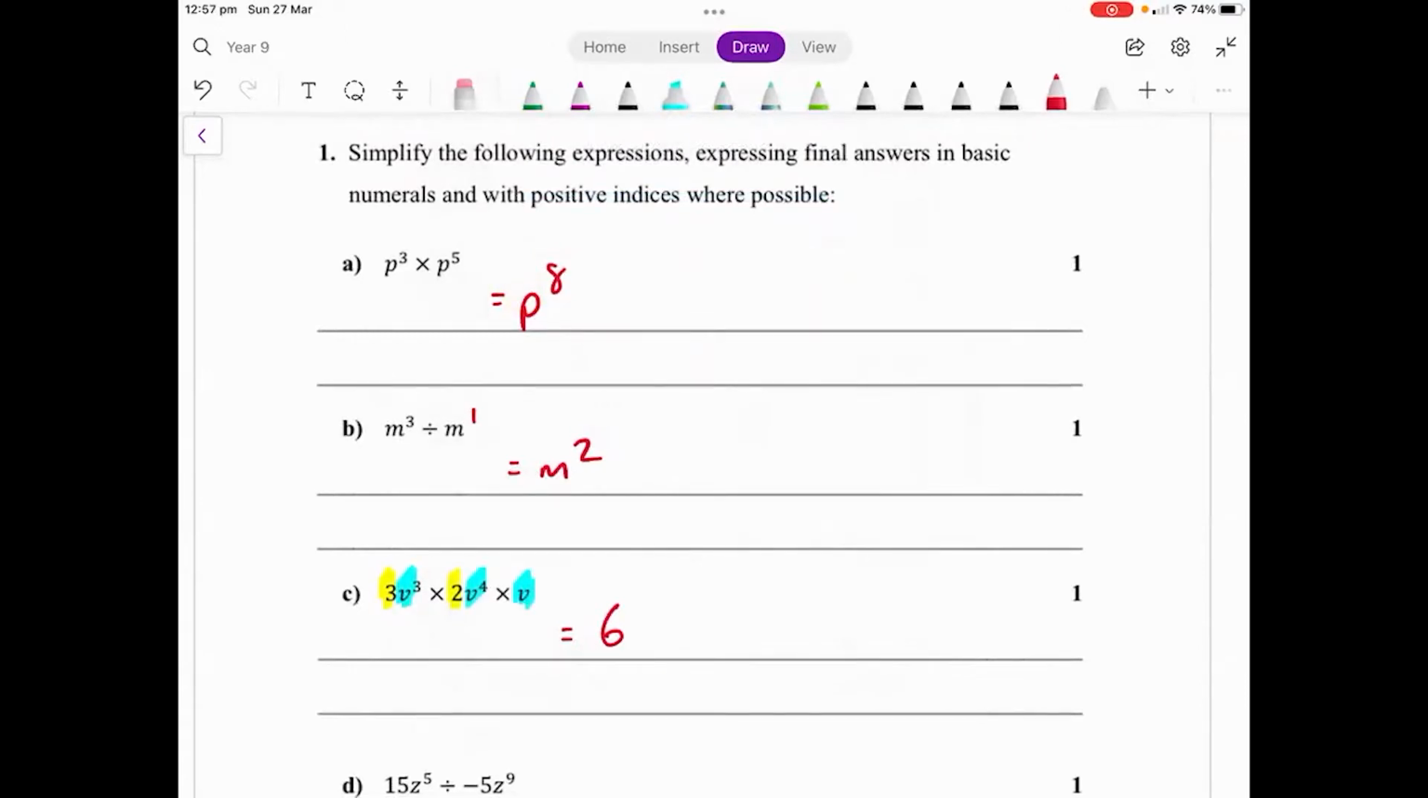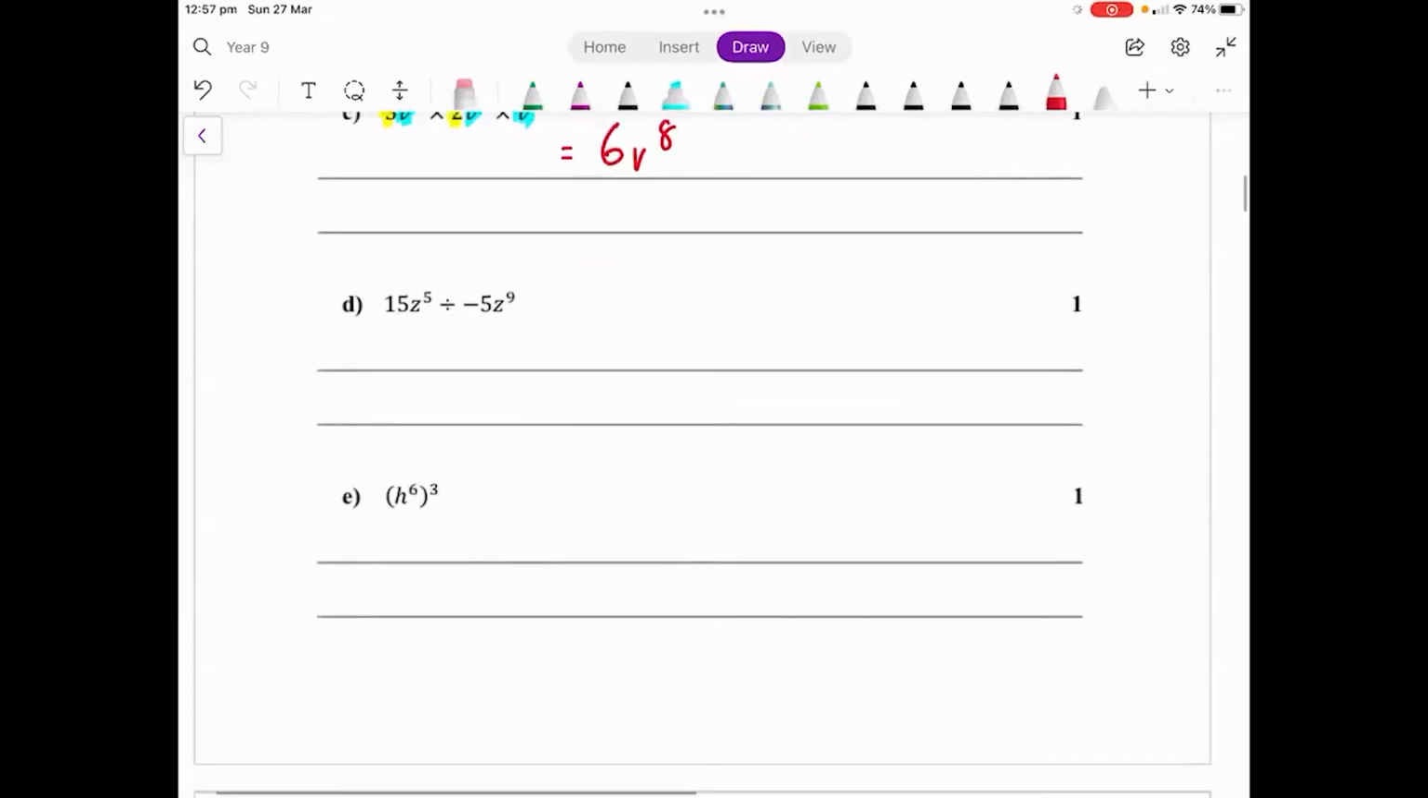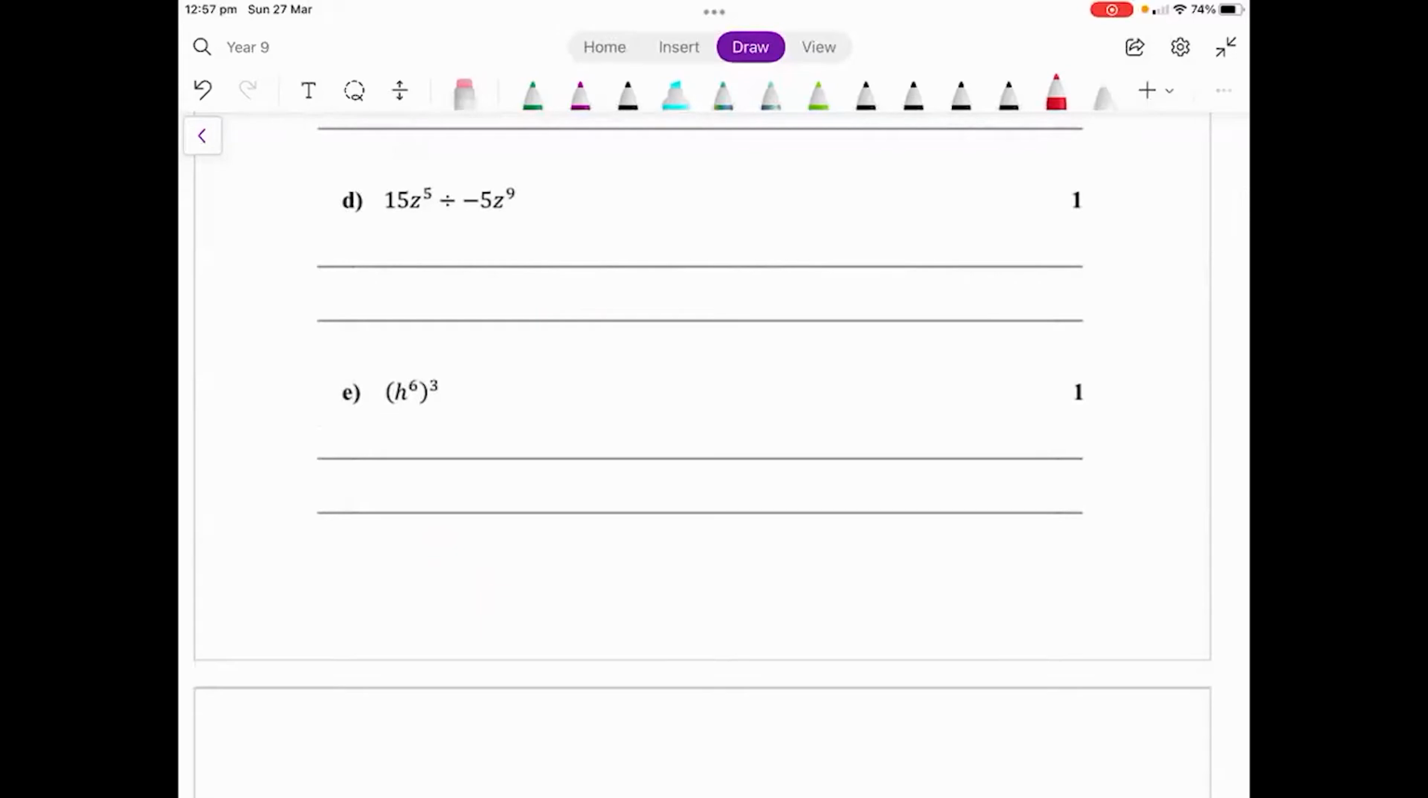For question D, we divide the coefficients. 15 divided by minus 5 is negative 3. And then we look at the powers. It's a subtraction because of the division sign. So 5 minus 9 gives us negative 4. So we have minus 3z to the power of negative 4.